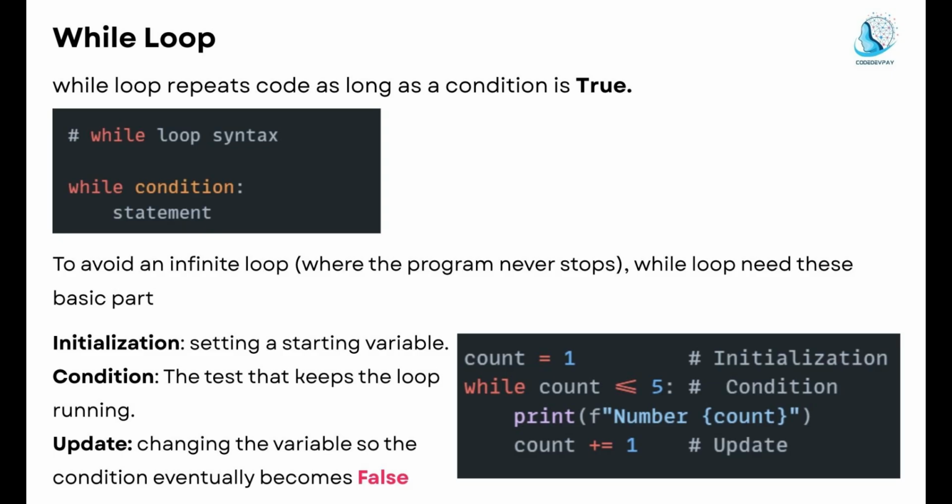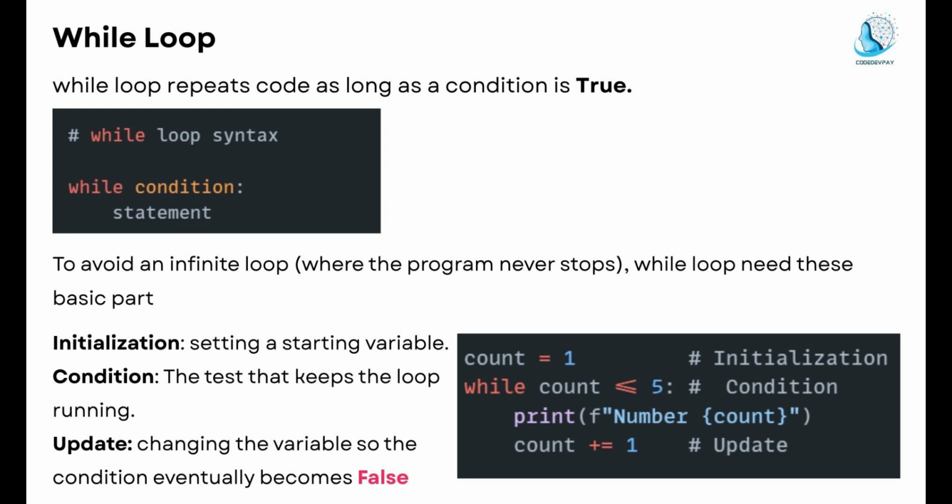Let's move on to while loop. The while loop repeats code as long as the condition is true. For the syntax, we have the while keyword, and then we have a condition which we are checking. As long as the condition is true, the code block is going to run. The only problem that we need to avoid with while loop is encountering an infinite loop.